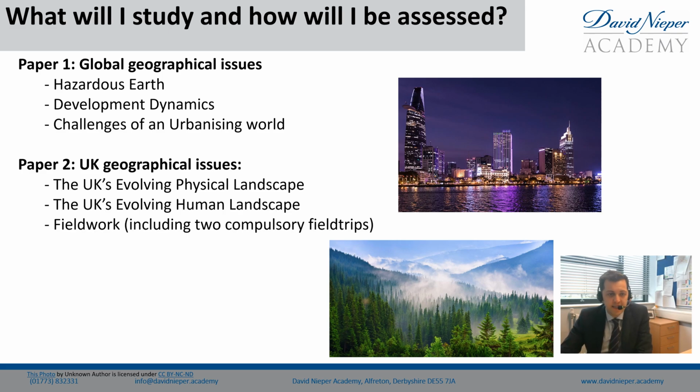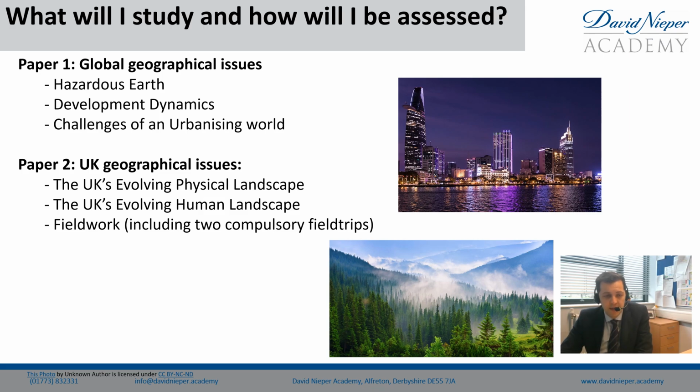Paper 2 is all about the United Kingdom. We look at the physical geography of the UK and we think about how the UK has been shaped over time by ice processes, but also by water-based processes. We look at the role of rivers and also coastal landscapes on the evolving landscape that we have here in the United Kingdom.